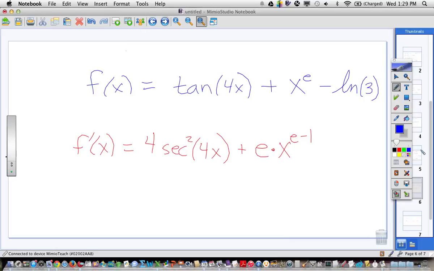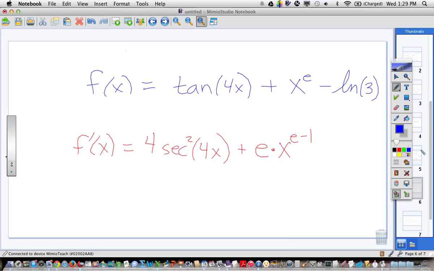Okay, how about this one? Good with that? That's good, because I usually trick people with that one, right? That's a power rule, because it's x raised to a number. e is just a number. Now, e to the x is a function. It's got an x in it, but e itself is just a number. So x raised to the e is a power rule. Bring the e down, drop the power by 1. So that's a power rule.